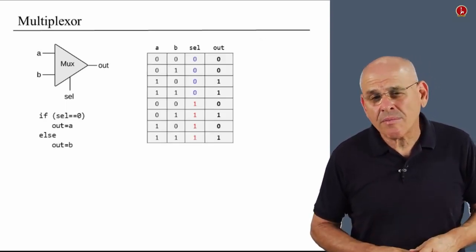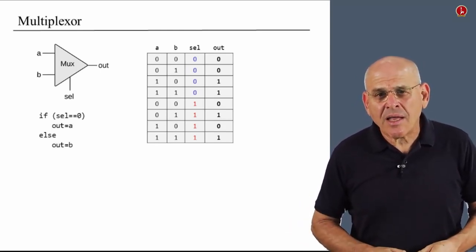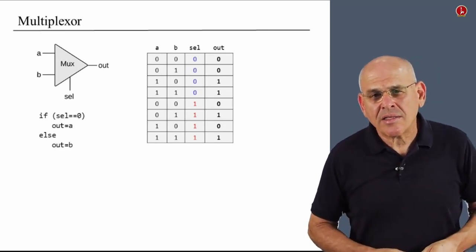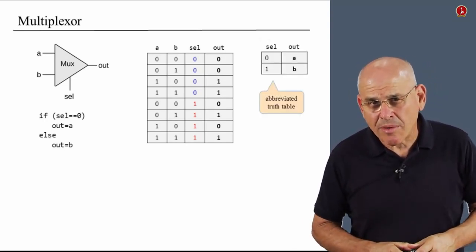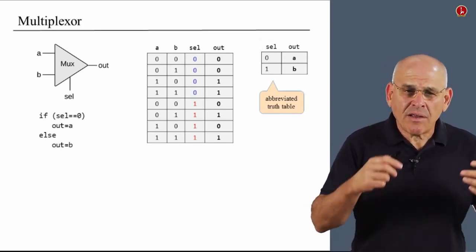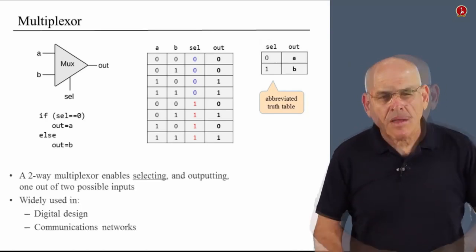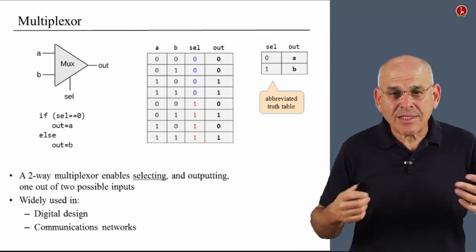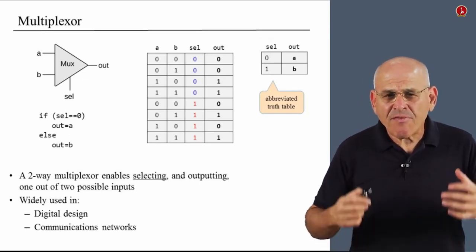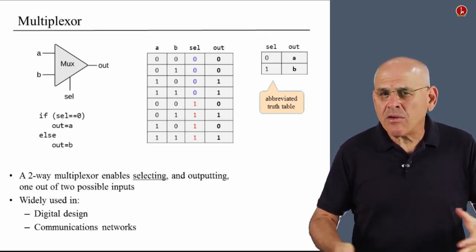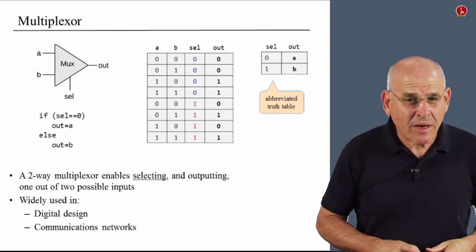That's it. That's the desired behavior of a multiplexer. And here is the truth table of the multiplexer. We have three inputs, so we have 8 different possibilities, and you can convince yourself that the truth table is consistent with what we described before. We can also provide an abbreviated truth table of the multiplexer operation. Once again, if sel is zero, the multiplexer outputs A, otherwise it outputs B. So a two-way multiplexer enables us to select and output one out of two incoming inputs. This is a fundamental operation that is used over and over again, both in digital design projects as well as in communications networks.